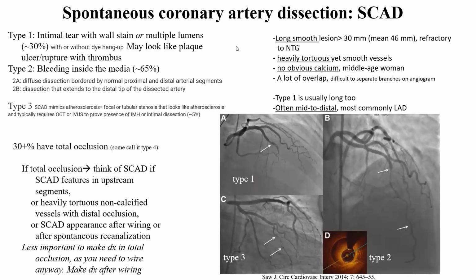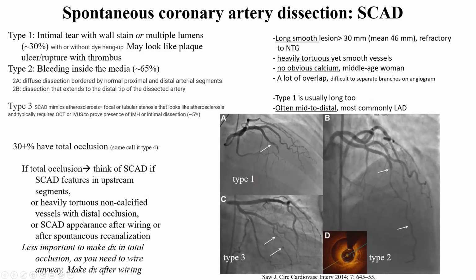Question from the audience. How do you make a SCAD diagnosis when it is a total occlusion, and do you need to do IVUS? Here I have the hint. So if it is a total occlusion, and 30+% of SCAD have total occlusion, and some call it SCAD type 4, you think of SCAD like we thought here, based on the upstream segments. You know, the upstream segment in this patient had no calcium, they were heavily tortuous, a lot of vessel overlap, the occlusion looked long. So you had all those features.